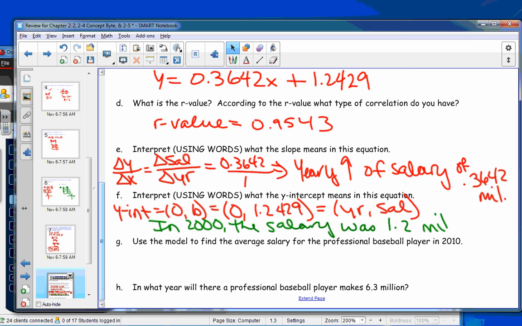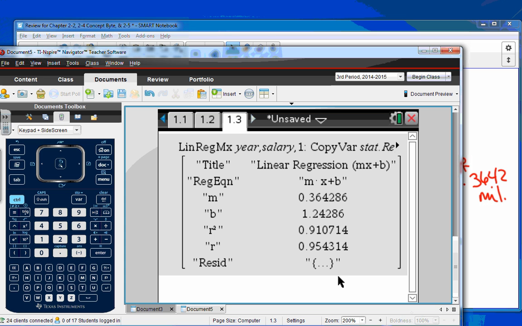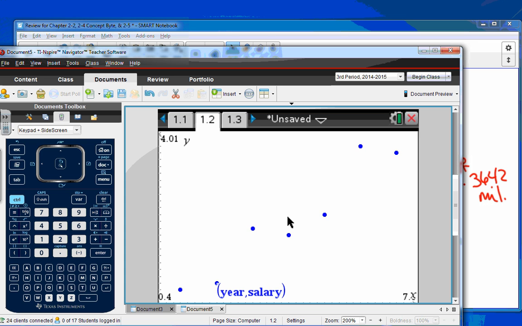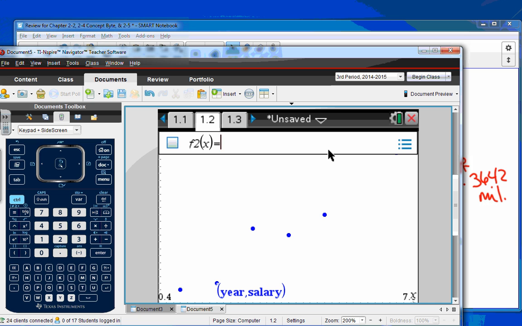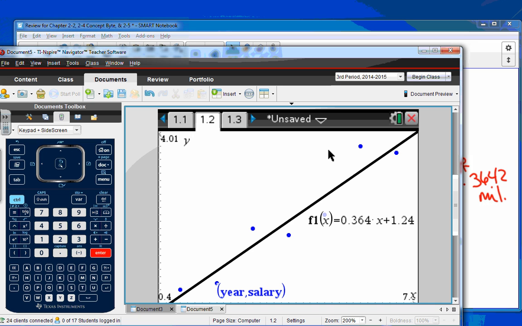Okay. Now let's go back to this. We didn't use all of our steps, did we? Now we go on the back side of our steps, and it says to go back to page 1.2, which would be our graph page. And we actually need to graph our equation. So how do I go about doing that? I hit Menu, Graph Entry, Function. And that brings me to F2 immediately. So arrow up once and hit Enter to activate the function. Do we understand that?